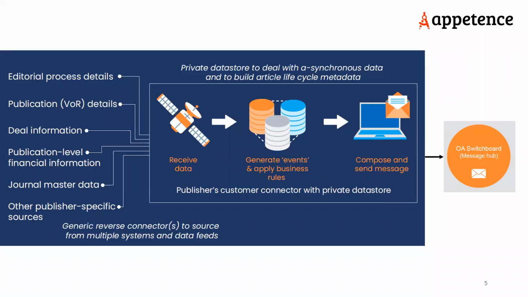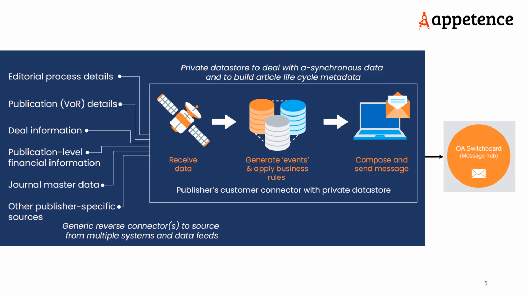So what does that look like? A custom connector with or without a private data store. In practice, there's a variation of systems in the back office of a publisher, including editorial systems, publication level, VOR, information content distribution. There's deal information, there's publication level financial information in place for OA, of course, journal master data. So that information is not always in one place.